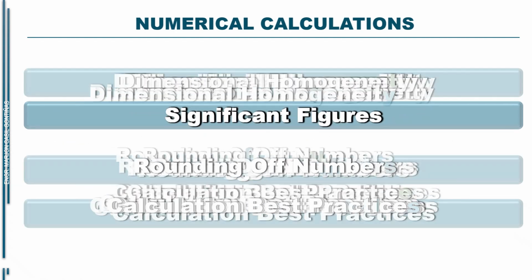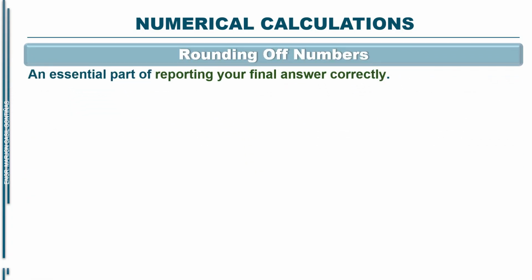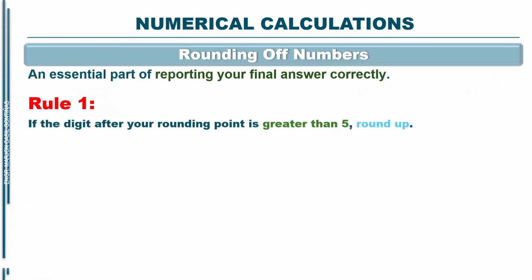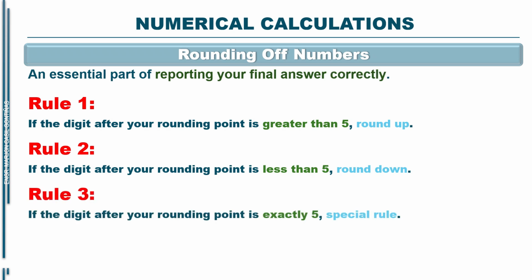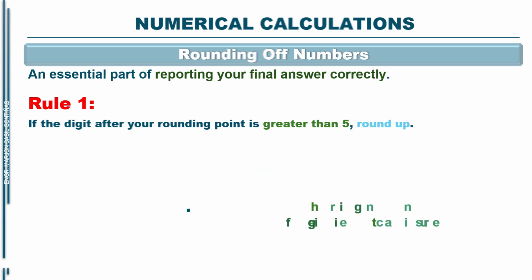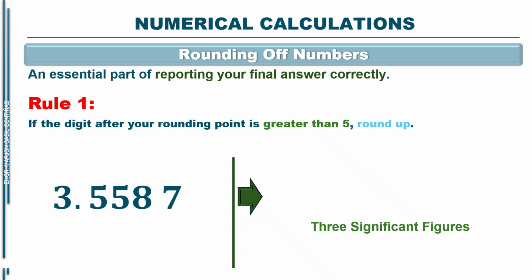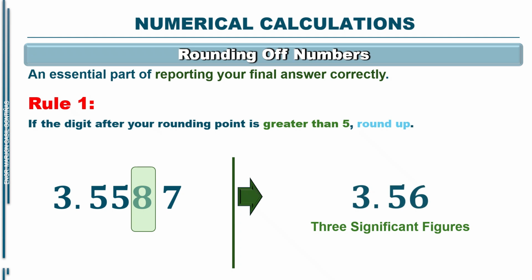Let's now go over rounding off, an essential part of reporting your final answer correctly. Here's the rule. If the digit after your rounding point is greater than 5, round up. If it's less than 5, round down. And if it's exactly 5, there's a special rule. Let's take some examples. Round 3.5587 to 3 significant figures. The fourth digit is 8, so it becomes 3.56.